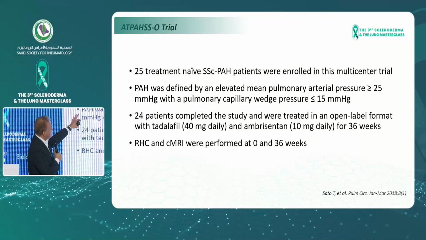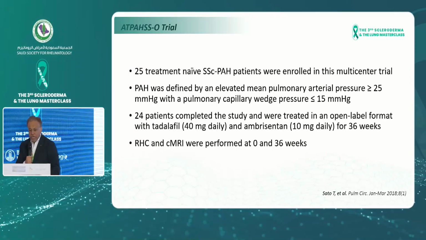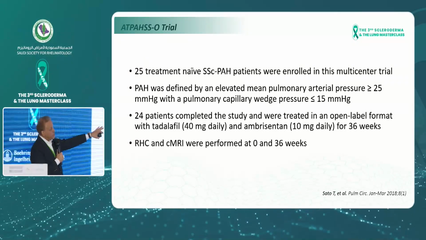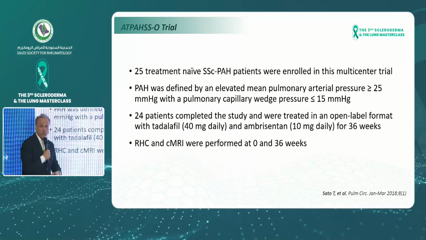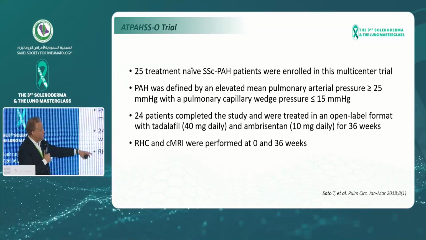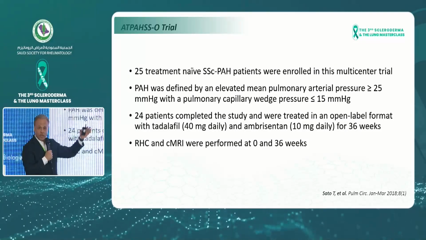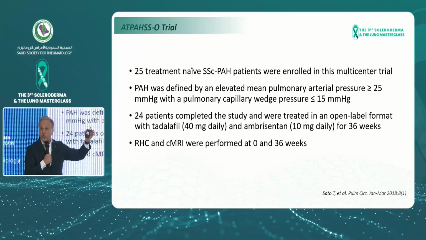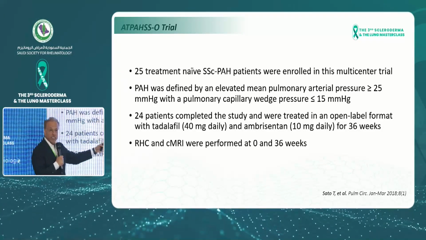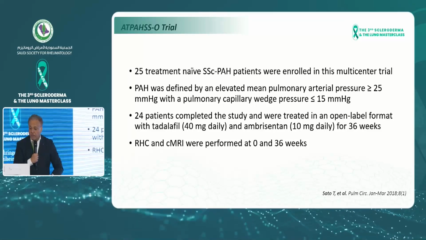So they looked at 25 treatment-naive PH patients with scleroderma, and of course, this was the old definition. The pressure was more than 25 at that time. Now this has changed to basically 20. Those patients were treated with ambrisentan and tadalafil. Ambrisentan belongs to the endothelin receptor antagonists, and tadalafil to the nitric oxide group.